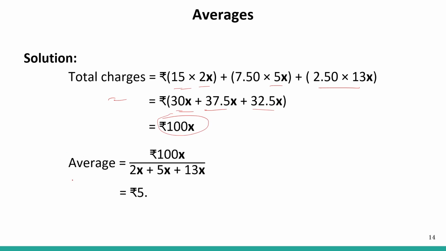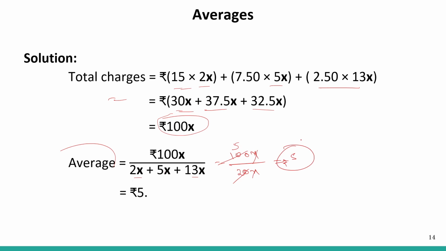So how do we calculate the average? We take the numerator as the total charges and the denominator as the total number of people, which was assumed to be 2x, 5x and 13x on the first, second and third day respectively. So it will be 100x by 2x plus 5x, which is 7x, plus 13x, which is 20x. So x cancels out. 20 into 5 is equal to 100, so this is equal to 5 rupees.